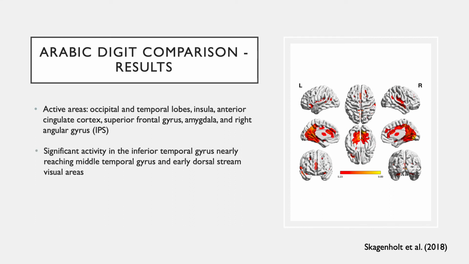After the completion of a region of interest analysis, significant activity in the inferior temporal gyrus was found, nearly reaching the middle temporal gyrus. This supported predictions. Due to this activation, it is possible that this area could represent a location of the visual number form area. Early activity in the early dorsal stream visual areas V1, V2, and V3 suggests that numerical processing also happens in the visual stream.